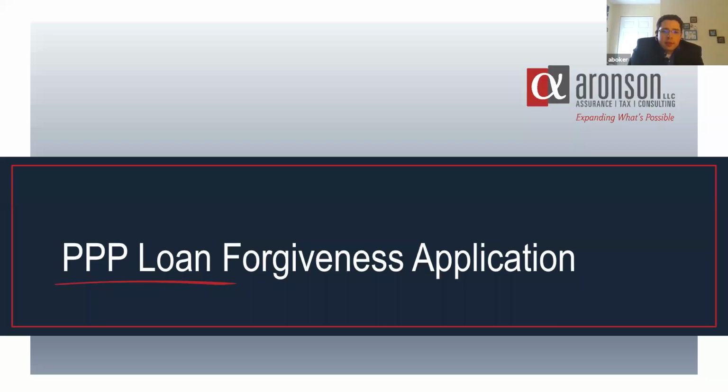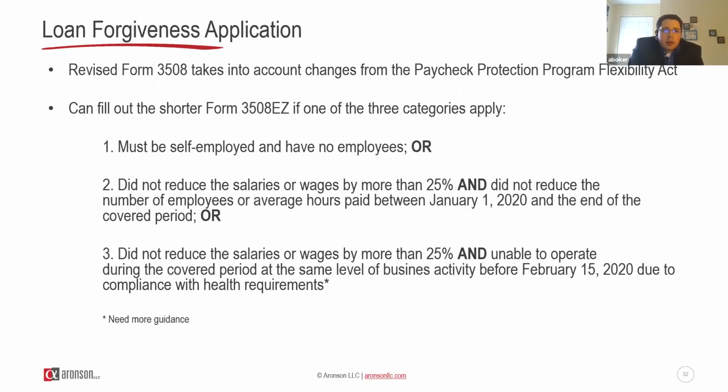And then the last thing, the PPP loan forgiveness application. There were some changes as a result of this. So the Form 3508, that is the form that is used for the loan forgiveness, it was revised. What they did was they made it a lot more streamlined. It's only 7 pages now. And basically, in addition to making it a lot shorter, they took into effect the changes that came from the Paycheck Protection Program Flexibility Act.